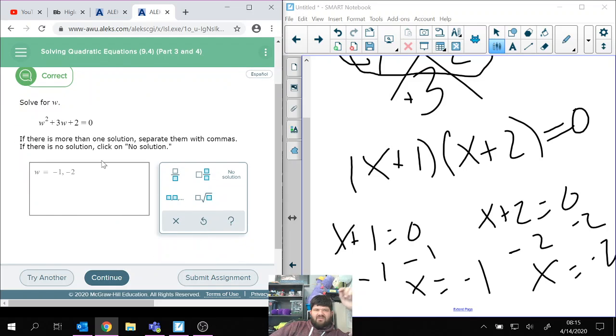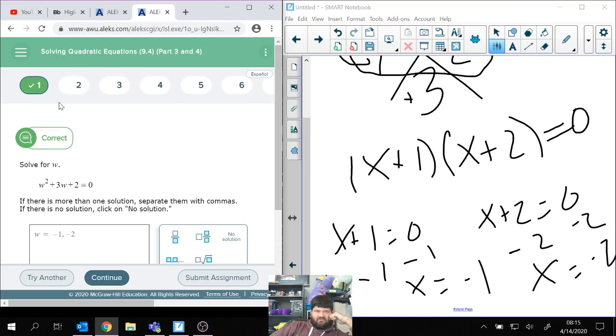You can also check these answers by just plugging them into here. So if you plug in negative 1 here, you got negative 1 times negative 1, that's a 1. Plus 3 times negative 1 is negative 3. So 1 minus 3 is negative 2. Negative 2 plus 2 is 0, so it works.